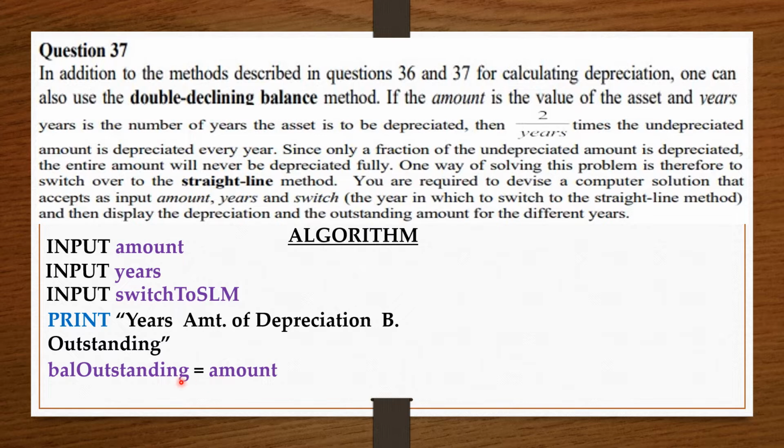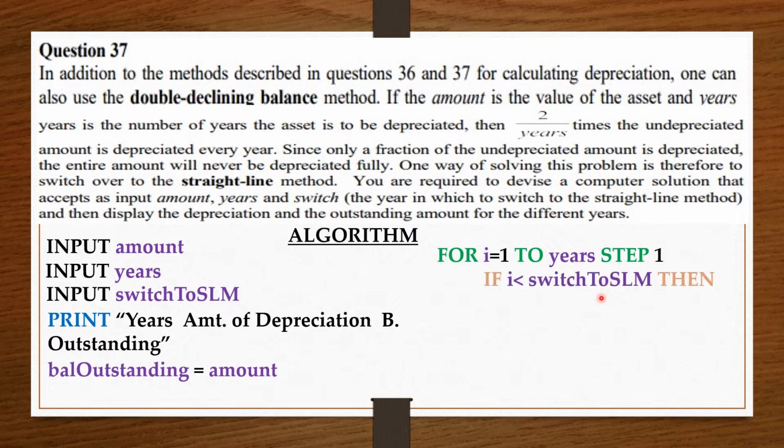So we set a for loop that is going to run from I equals 1 to years, step 1. We are going to say that if I is less than the user's input for switch, then you should use the double declining balance method. That is, the amount depreciated for the double declining balance method is 2 over years times the undepreciated amount. So we say amount depreciated plus equals 2 over years times the balance outstanding.